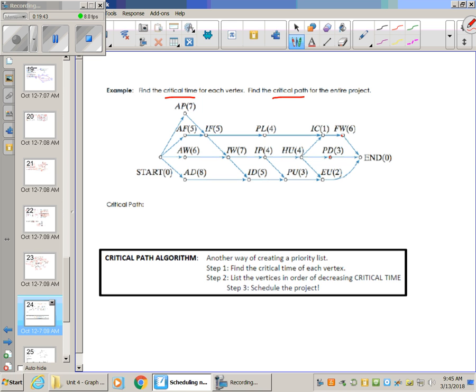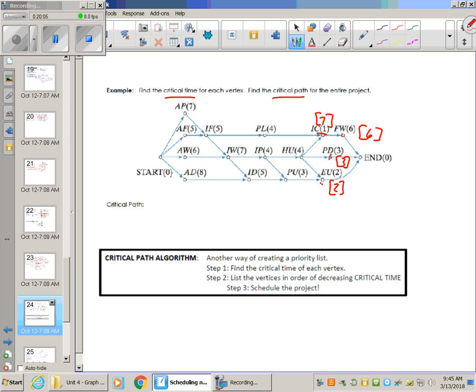I'm going to start by finding the critical times of the ones pointing at the end, using backflow. That's just going to be their processing times of 2, 3, and 6. For IC, it's only pointing towards FW, so we do 1 and 6 makes 7.